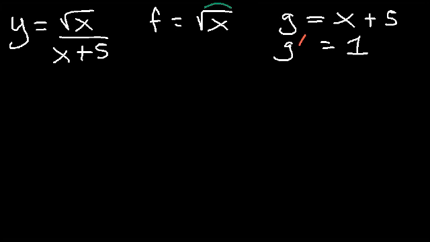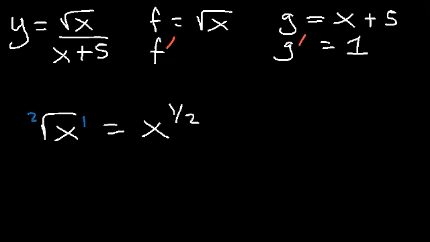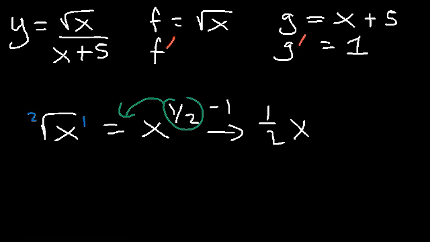But now what is the derivative of the square root of x? So what's f prime? The square root of x can be rewritten as x to the 1/2. The index number of a square root function is 2 if there's no number there. Now we can use the power rule on x to the 1/2. Let's move the 1/2 to the front, and then let's subtract 1 from 1/2. 1/2 minus 1 is the same as 1/2 minus 2 over 2, which is negative 1/2.